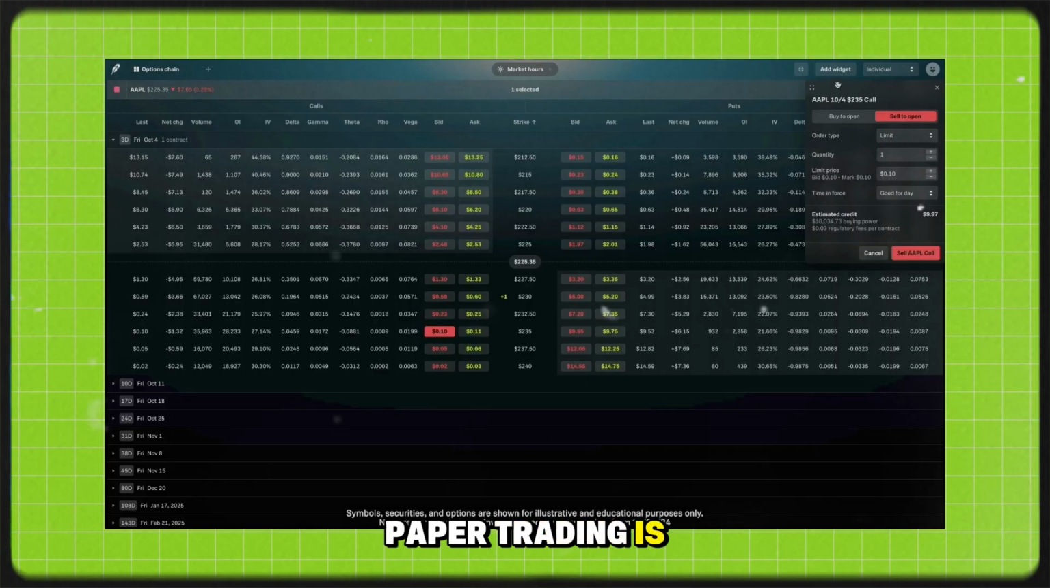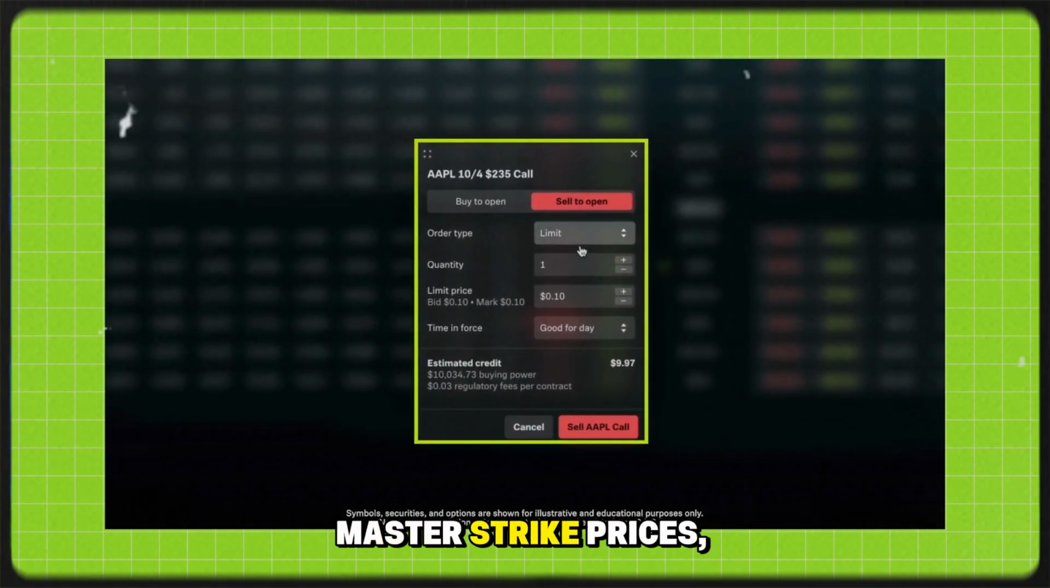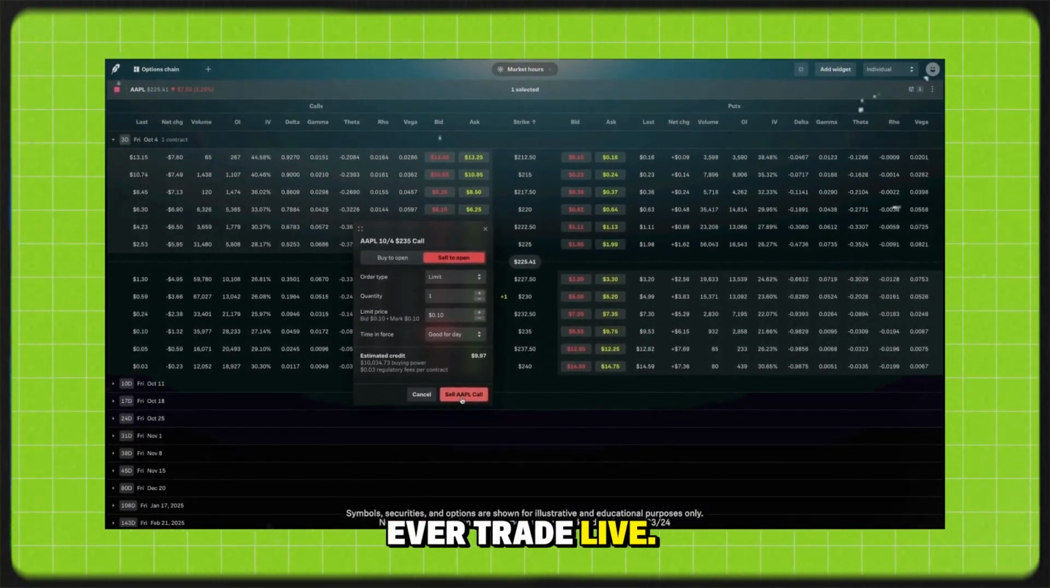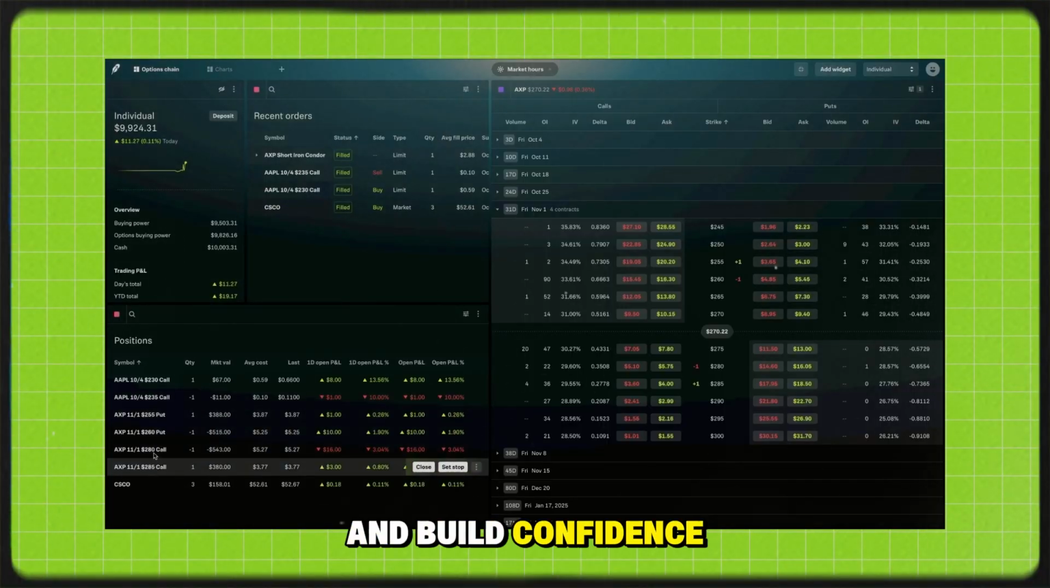Robinhood paper trading is the perfect way to learn options without risking your wallet. Use it to master strike prices, expirations, and strategies before you ever trade live. Start small, stay consistent, and build confidence step by step.